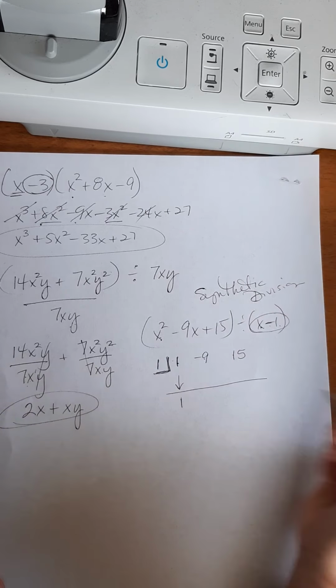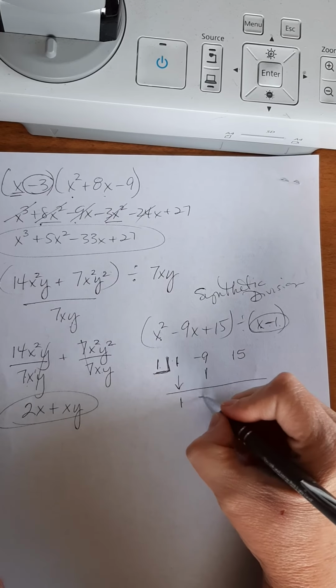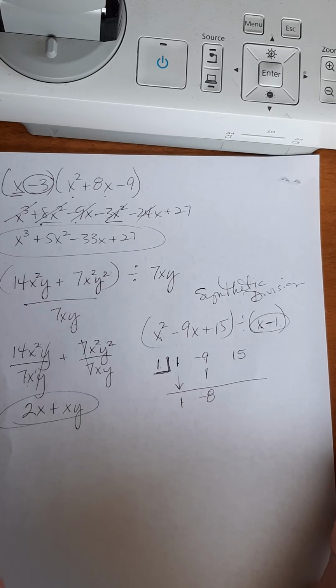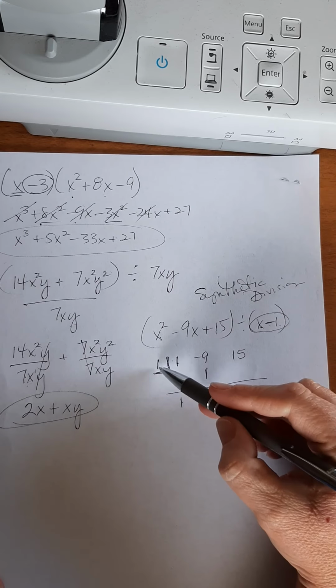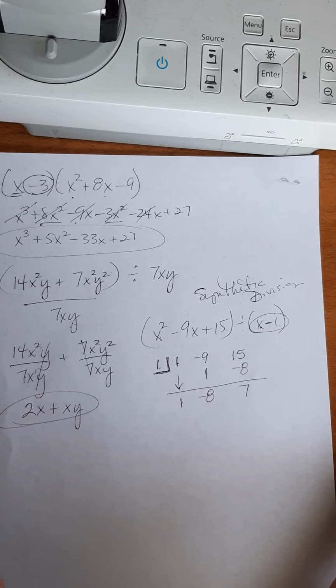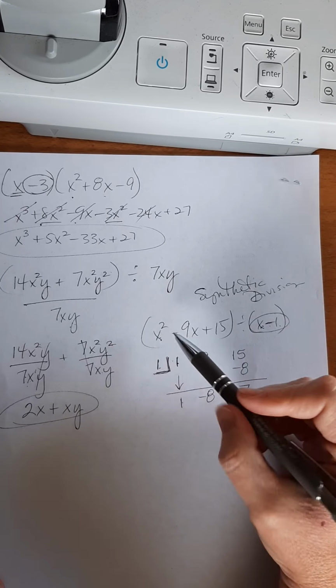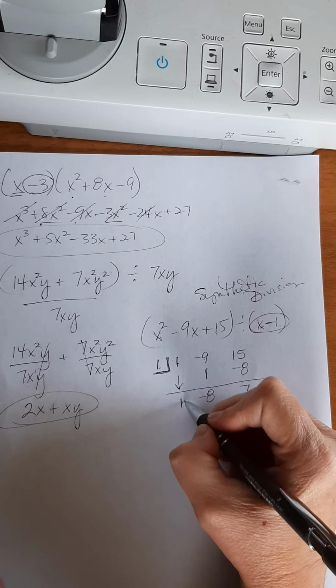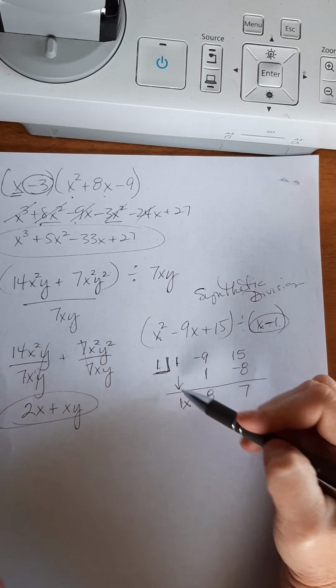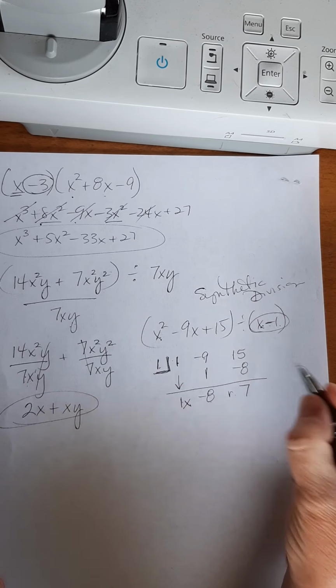Remember, bring the first one down. 1 times 1 is 1. Negative 8. Negative 8 times 1, negative 8. Remainder 7. And then to write your final answer, x goes into x squared, x times. So it's always 1 less. Constant remainder.